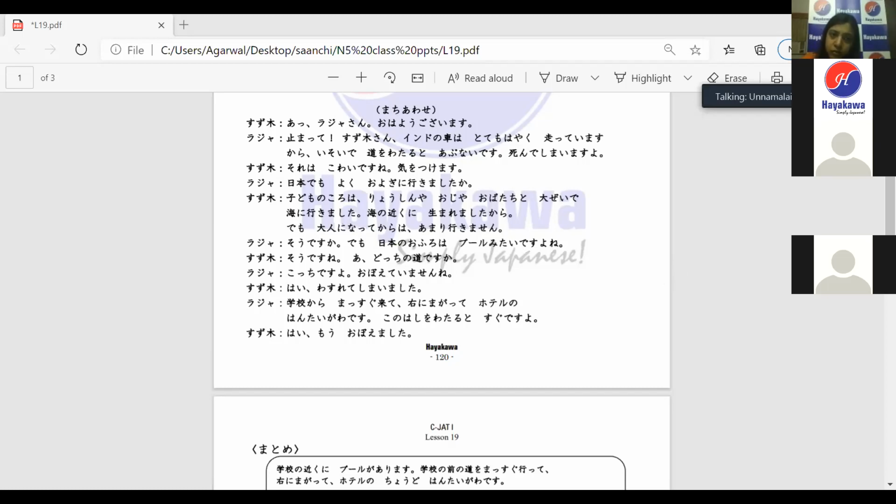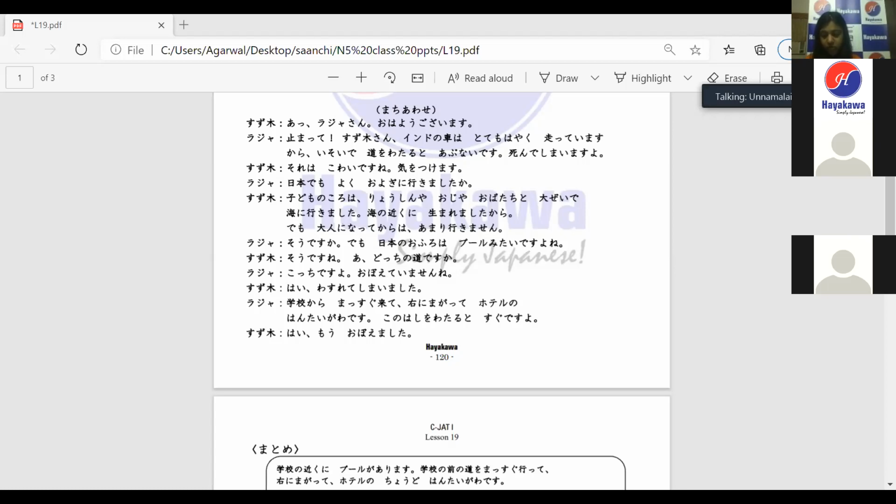Hi, sensei. Kodomo no koro wa ryoshin ya oji ya obatachi to ozei de umi ni ikimashita. Umi no chikaku ni umaremashita kara. Demo otona ni natte kara wa amari ikimasen.